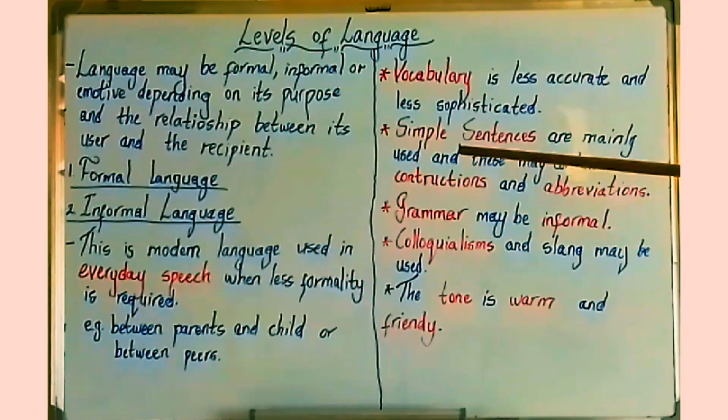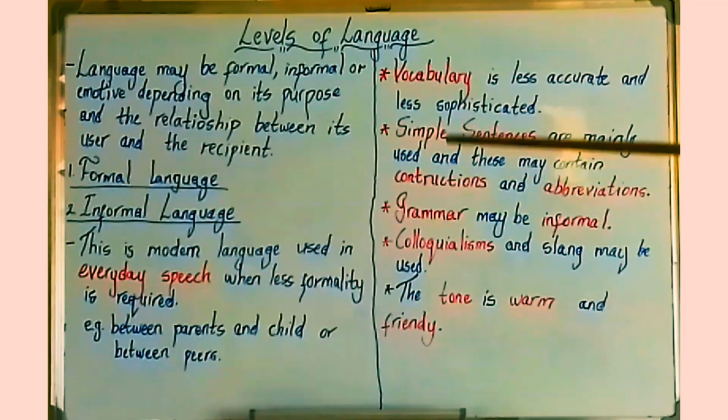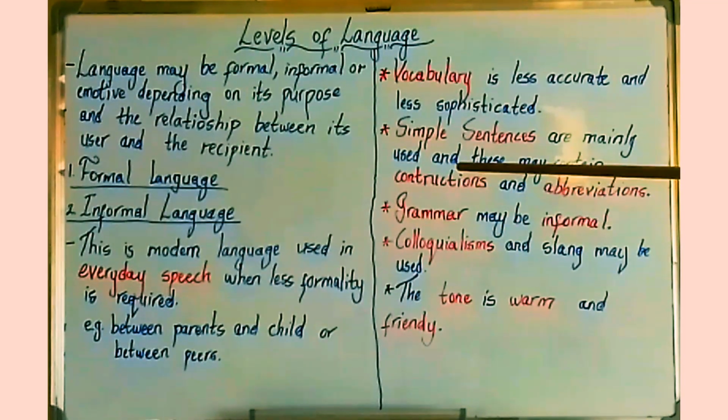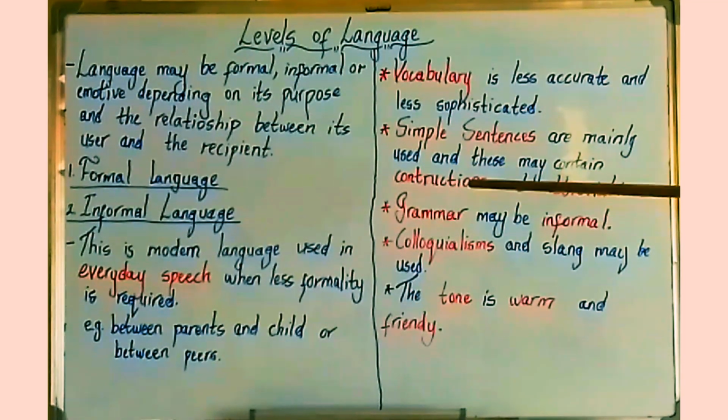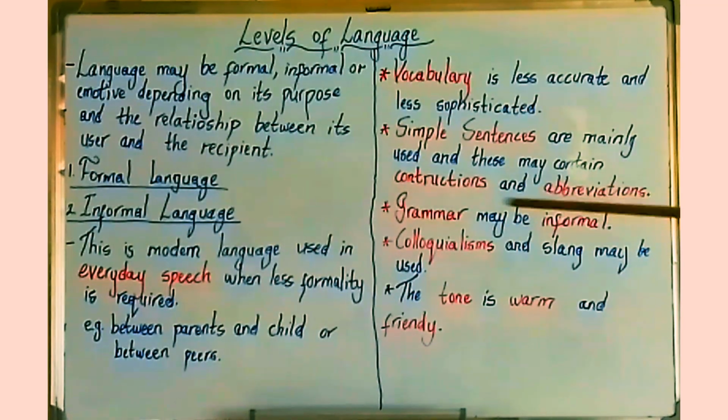So the example for contraction is there. You can say "there's", written with an apostrophe, that's a contraction. And then abbreviation, it can be words, letters like SMS, that is an abbreviation. So we use those in informal language.